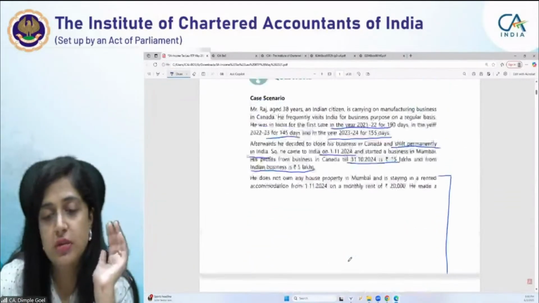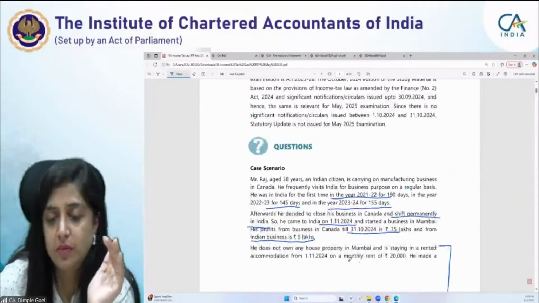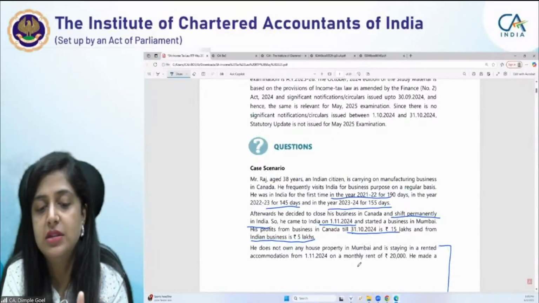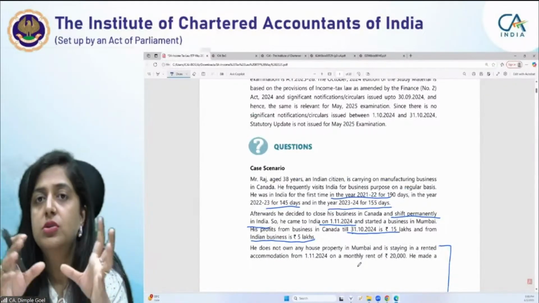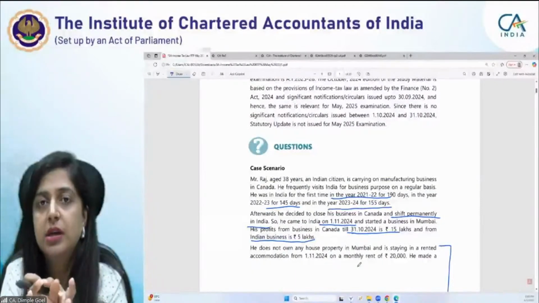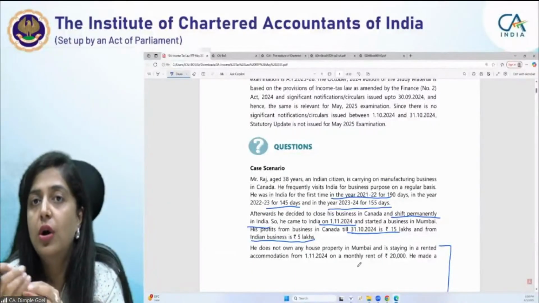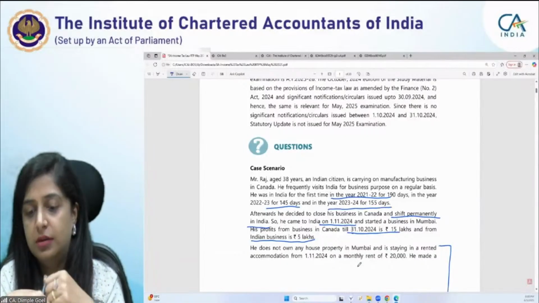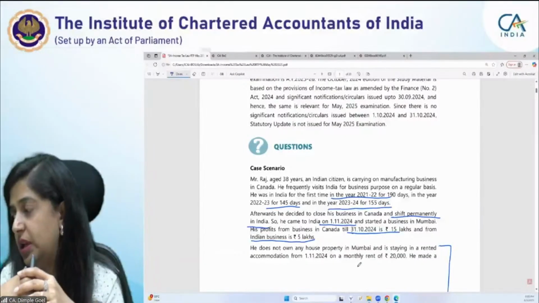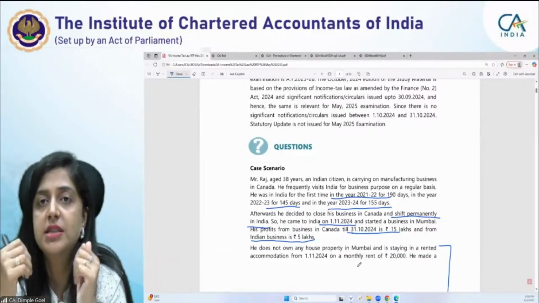So students, first tell me, in this, Mr. Raj is an Indian citizen and he is visiting India. So what will be the basic conditions that would be applicable to an individual who is an Indian citizen and who is visiting India? What are the basic conditions applicable to him for becoming a resident in India?